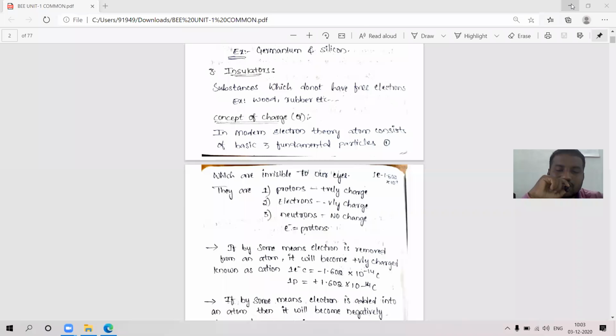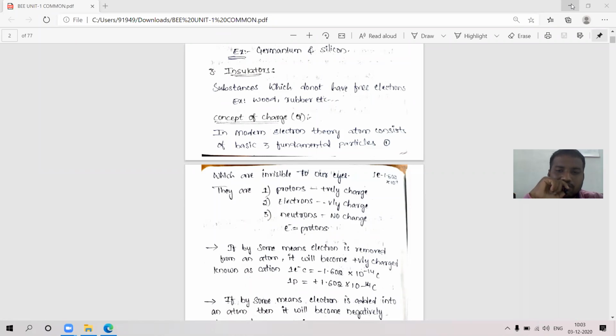All these three particles are there. If any of the particles is removed, automatically it will become some charge, either positive or negative. So if by some means an electron is removed from the atom, the neutron has no charge, so only the electron is removed, which means it automatically becomes positive. A positive charge is created.